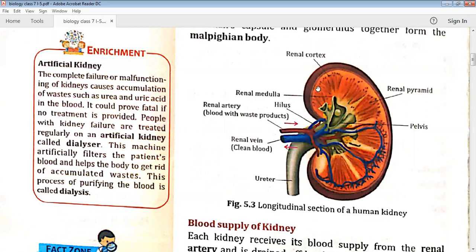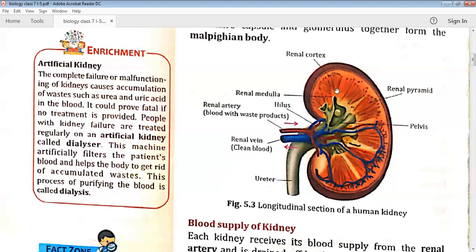As you can see in the figure, this is one pyramid, this is another pyramid. So there are pyramid-like structures present in the kidney, and each pyramid has nephrons, which are the structural and functional unit of the kidney. Now we will study the structure of nephron in detail. Each nephron has a Bowman's capsule, which is not shown in the figure. We will study Bowman's capsule when we study the formation of urine.